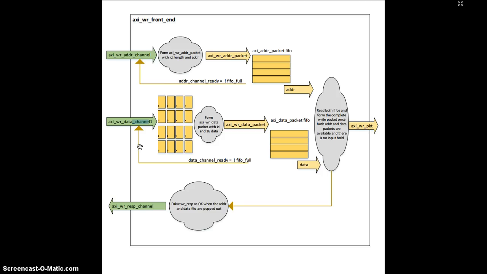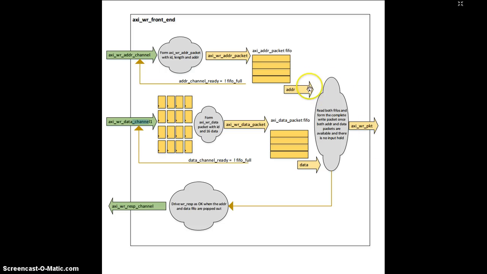The master can send the first 2 addresses in the address channel, then send the next data in the data channel, then the next few addresses in the address channel, and so on. But per channel the packets are assumed to be in order with respect to the ID. Thus whenever we have an entry in both the address and data channels, a complete packet is available and a valid signal can be asserted to the output.